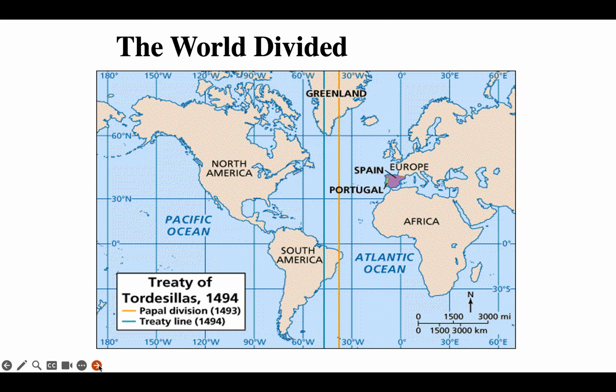Now, the idea here behind this treaty is that these two powers are separating the world between themselves and also demarking it in such a way that they would not come to blows as they divided the spoils of what would emerge as the New World. But I don't think you need to be a great rocket scientist to figure out that there may be some problems with this division of the world.